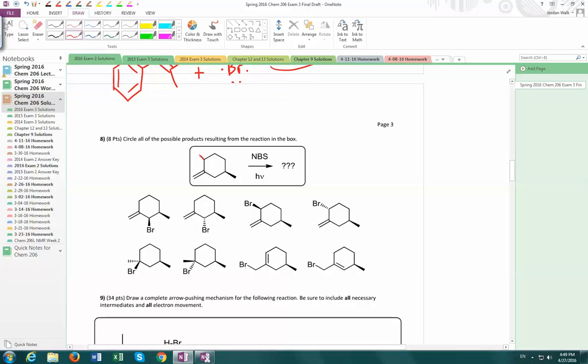So we've got two allylic positions. We can imagine abstracting hydrogens from either of those allylic positions. So let's see. We would end up with this radical, which is resonance stabilized.